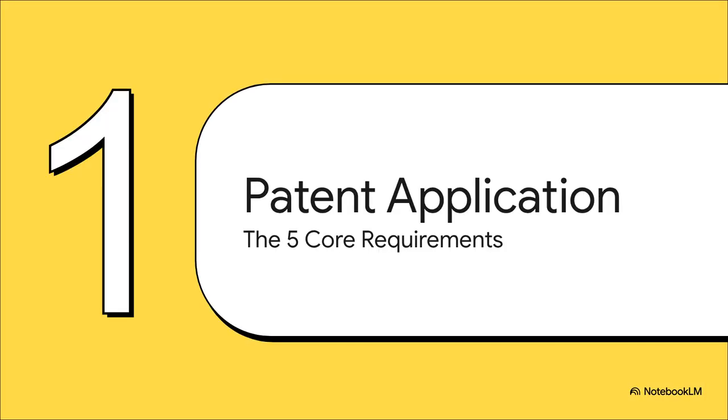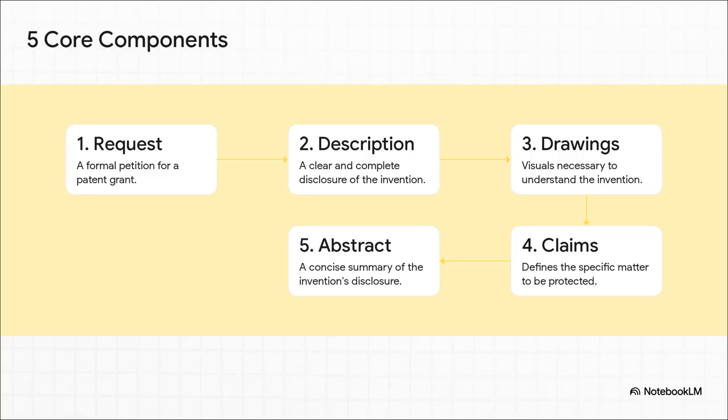Okay, Section 1. Let's build this thing from the ground up. You've got to get these 5 core requirements right. I'm not kidding, this isn't optional. Without all 5, you don't even get a filing date, which means your invention is just out there, totally unprotected. And here they are, the big 5. The request, the description, drawings, claims, and the abstract. Think of it like a pre-flight checklist. If you miss even one of these, your invention is not getting off the ground.